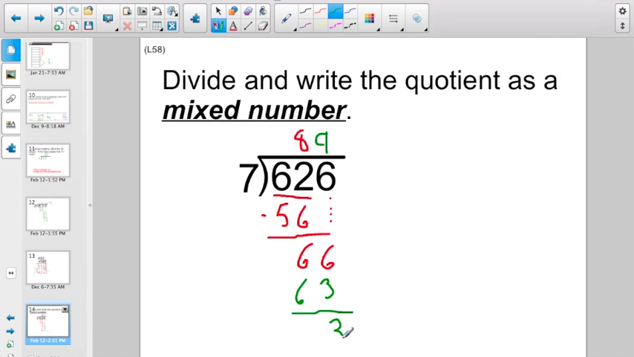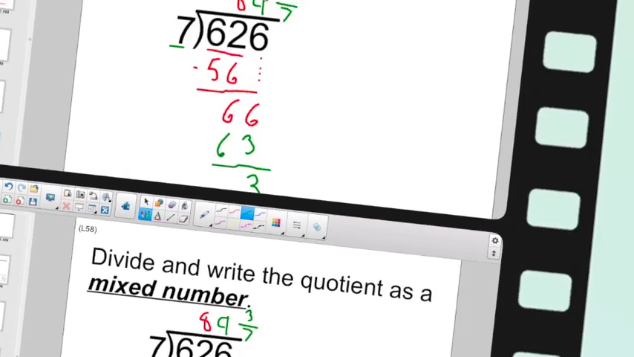But here is the kick. They want the answer as a mixed number. So I'm not going to say remainder 3. This 3 I wrote down here for my remainder, that's going to be my numerator. And as always, over here, my divisor is my denominator. So 89 and 3/7.